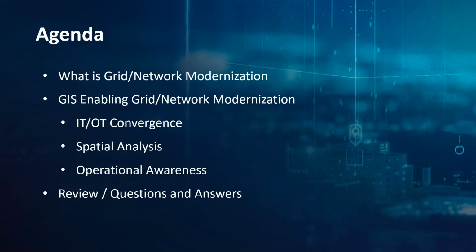So the first is going to be on IT and OT convergence. The second will be on spatial analytics and taking all that data, analyzing it, providing insights. And finally, we're going to build out some operational awareness. Now, this is taking all the data, all the insights, and then working how we communicate and collaborate, not just in the control room, but across our boardroom and also to the people in the field. Finally, we're going to wrap this up with some review and some questions and answers.